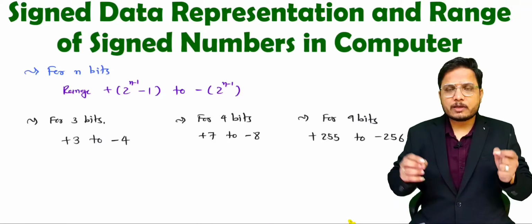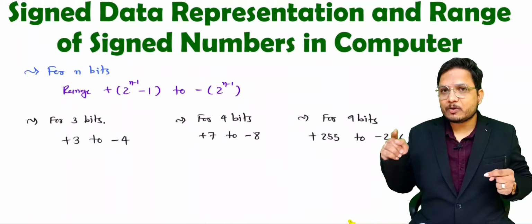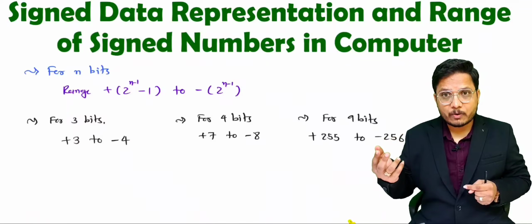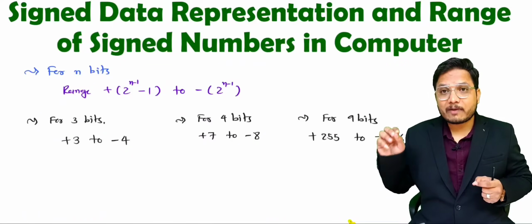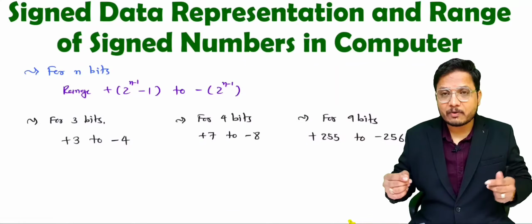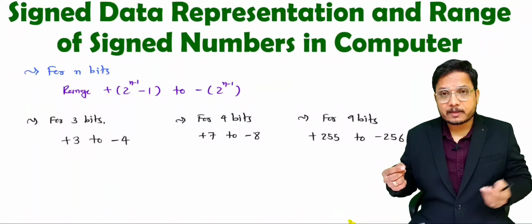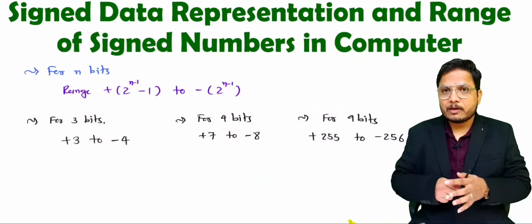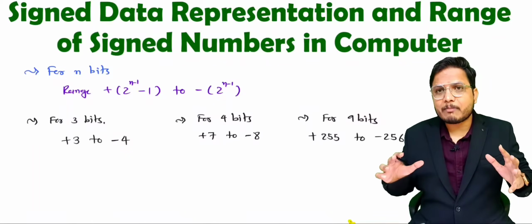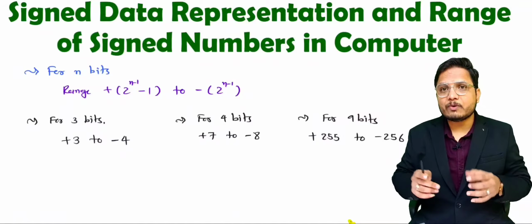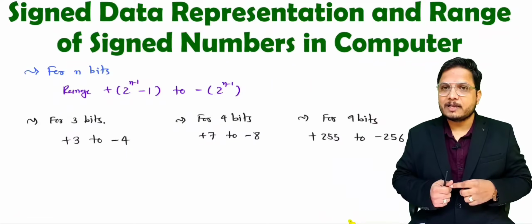Here, my dear students, you should remember a few powers of 2: 2 to the power 1 is 2, 2 to the power 2 is 4, 2 to the power 3 is 8, 2 to the power 4 is 16, 2 to the power 5 is 32, 2 to the power 6 is 64, 2 to the power 7 is 128, 2 to the power 8 is 256, 2 to the power 9 is 512, 2 to the power 10 is 1024. If you remember this many numbers, it will be very easy for you to solve questions when it comes to COA as well as digital electronics, right?